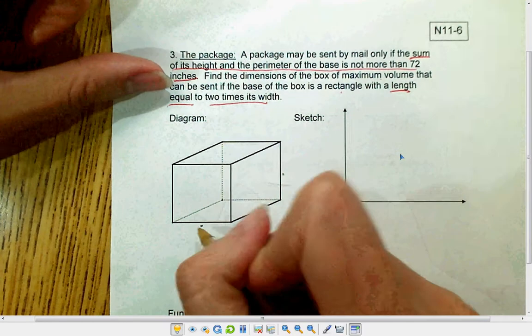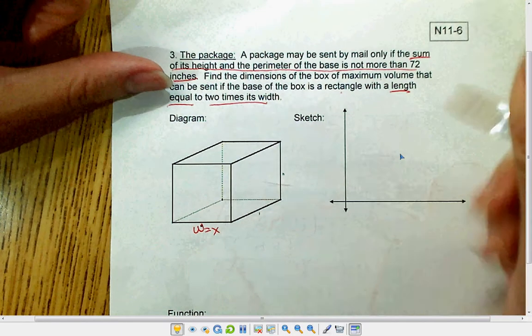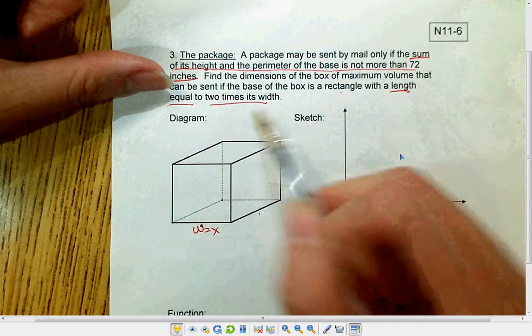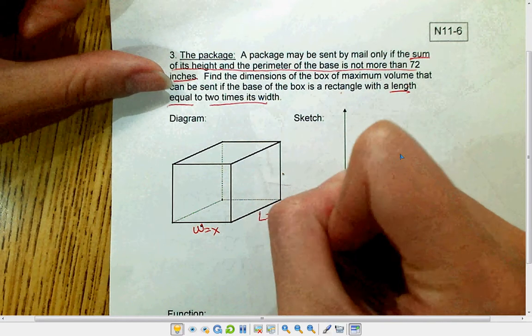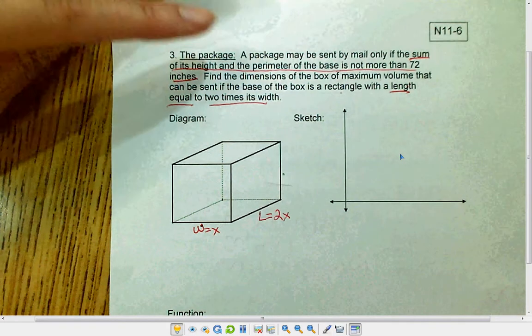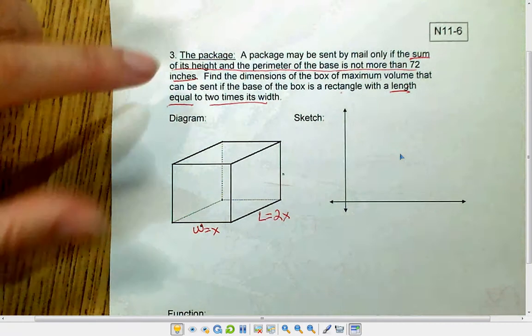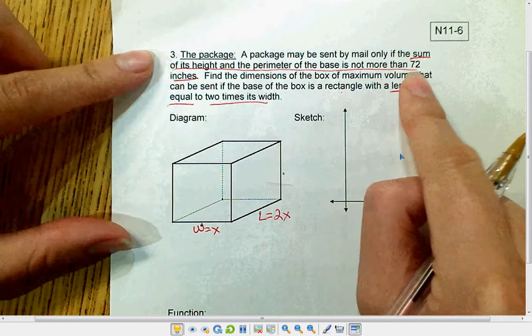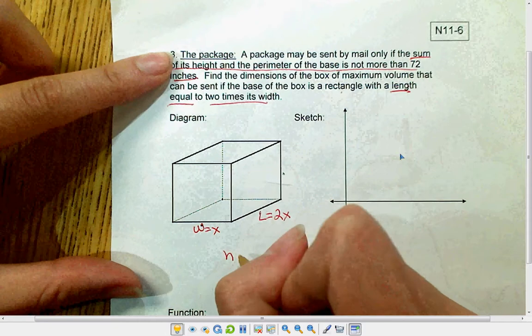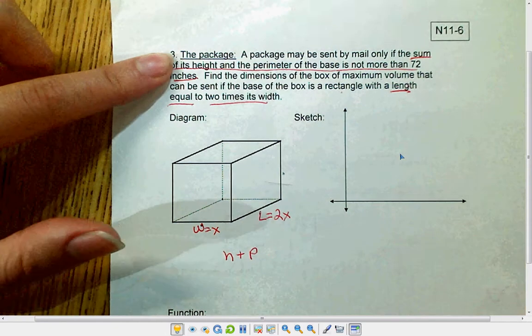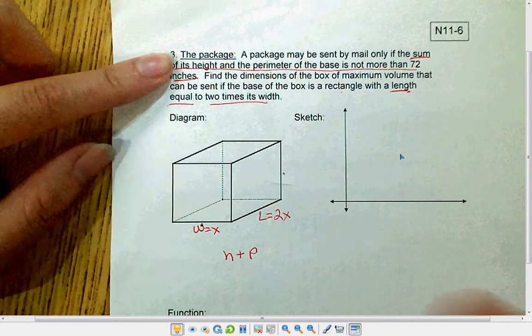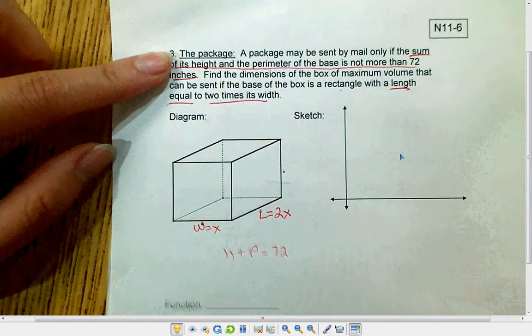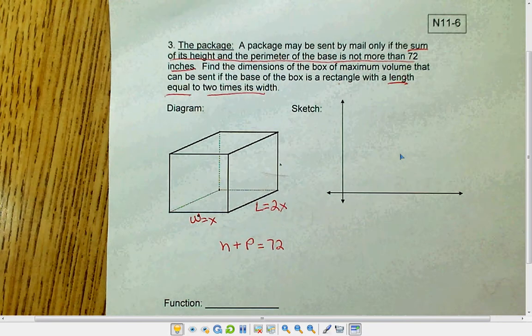Okay, so we're going to start off by saying our width is x. And our length is 2 times the width, so our length is 2x. The other piece of information we know here is that the sum of its height and the perimeter of the base can't be more than 72. So the height plus the perimeter, sum means perimeter, cannot be more than 72, so let's just say it's equal to 72 because we want it to be as big as possible.